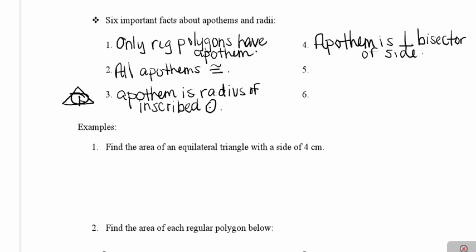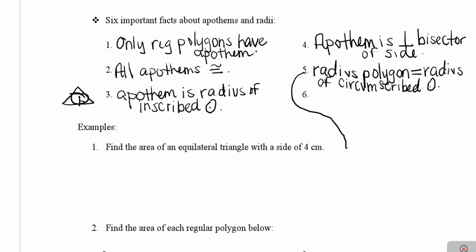The radius of the regular polygon is equal to the radius of the circle that is circumscribed about that polygon. So what do I mean by that? If I were to draw, for example, a regular polygon, so let's just say we have a square, and then I were to draw the circle that is circumscribed about that, the radius of the square is the same as the radius of that circumscribed circle.